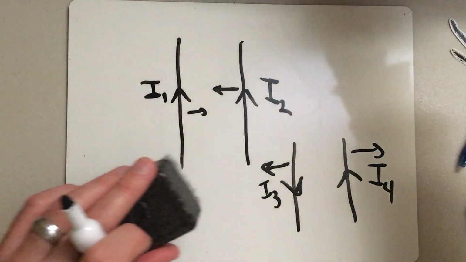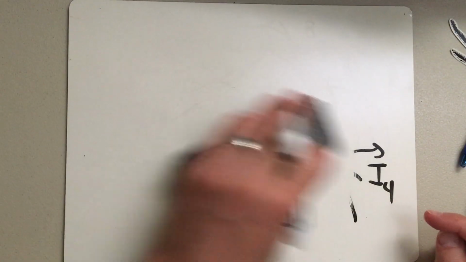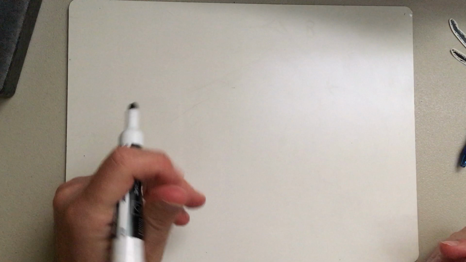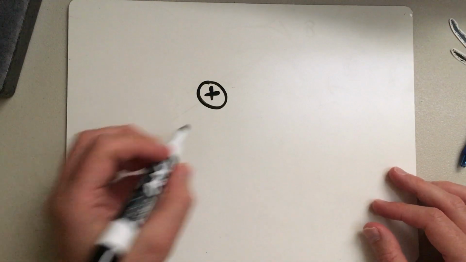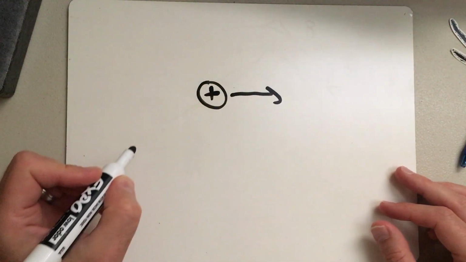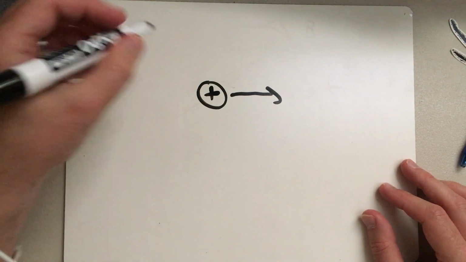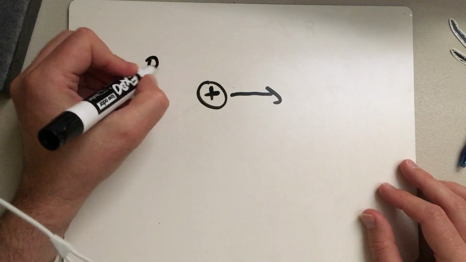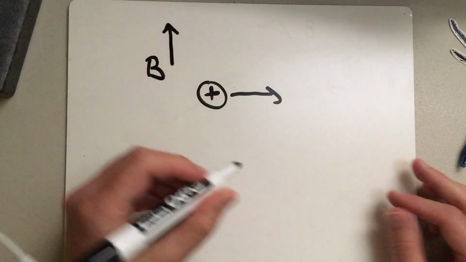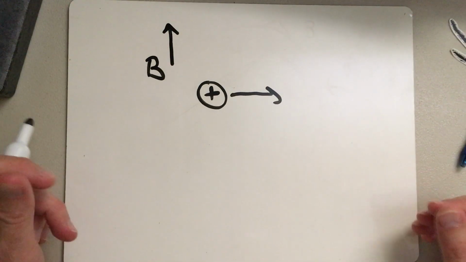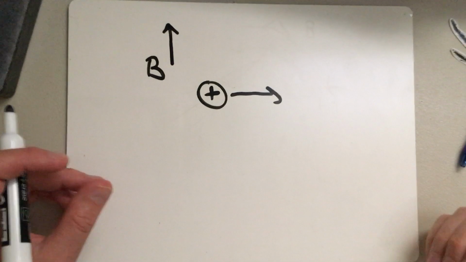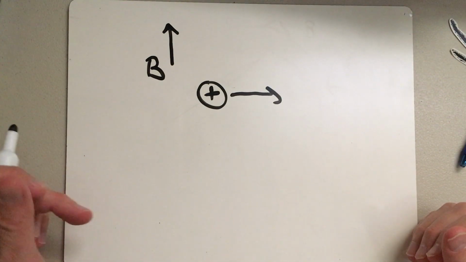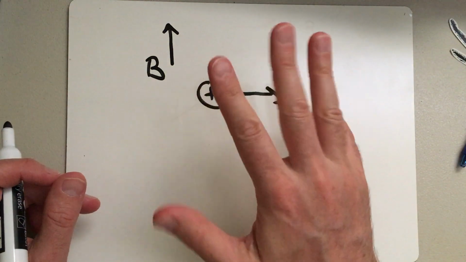Okay. But now let's talk about the magnetic force on a charged particle. So here, let's say we've got this positive charge, and it's going to go to the right. And let's say it's immersed in a magnetic field. And I'll say that magnetic field is going up. So how do I get the direction of the force on this particle? Well, you need to use what is referred to as the right-hand rule, called the right-hand rule, of course, because we're going to use the right hand.